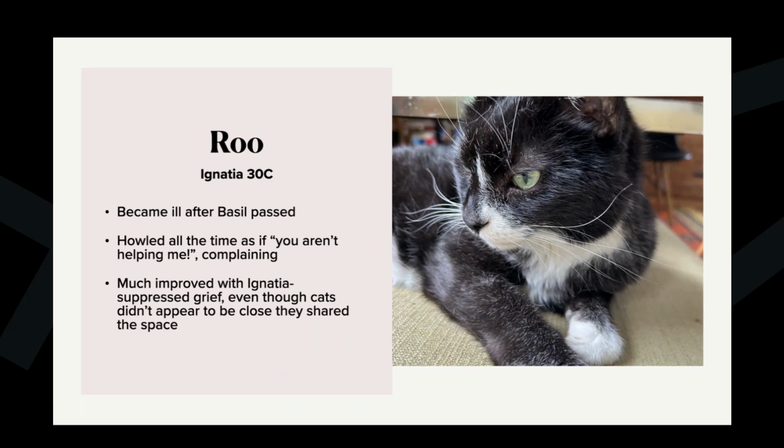So Ignatia is definitely a suppressed grief remedy. And they can really yell about their frustrations or not say anything. They might cry a lot when someone dies, or they might not. And even though the cats didn't appear to be close, they shared the space, and we don't know. We don't always know what the feeling is when somebody else passes.